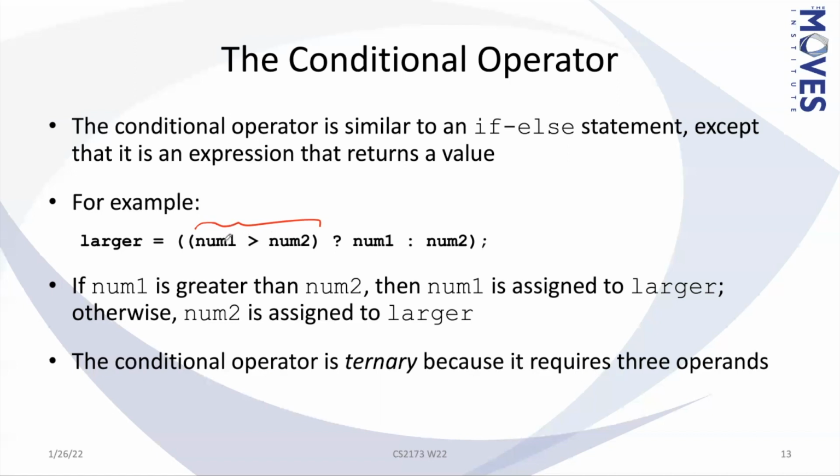And if num1 is bigger, then the value of the expression is num1. And if it's false, then it's num2. It's sometimes called a ternary operator. You don't have to remember that, but it has 3 operands.